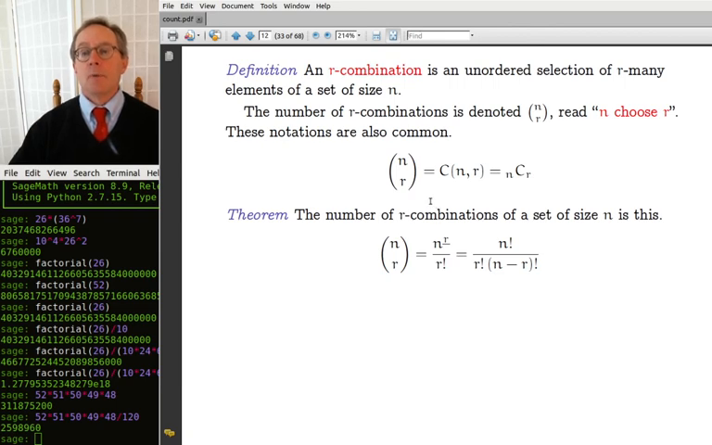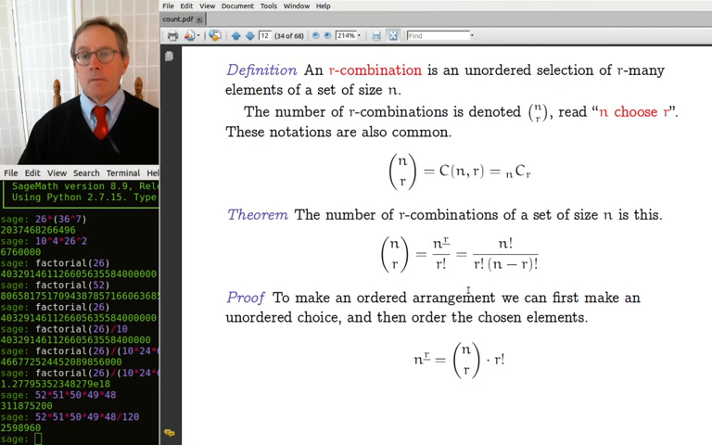The number of R combinations is n to the R falling divided by R factorial, exactly as it was with poker hands. And this is a formula that you may remember from high school. It's been my experience folks have often seen this formula in high school. You recognize the n to the R falling as these two parts of the fraction, and the divided by R factorial is right there. The proof is just as simple: if you want to make an ordered arrangement, you first choose an unordered set and then order it, and so that gives you this expression, and then you just solve for the n choose R, that's all.